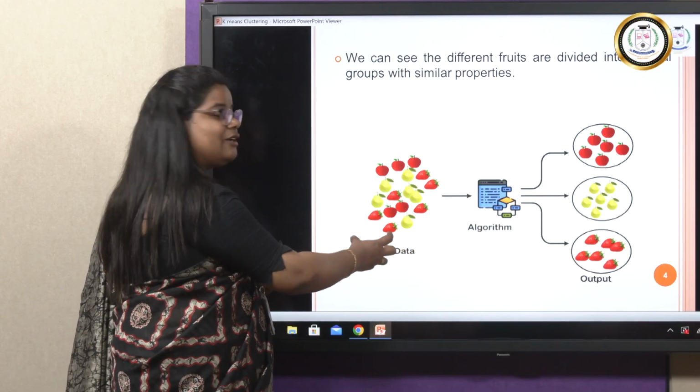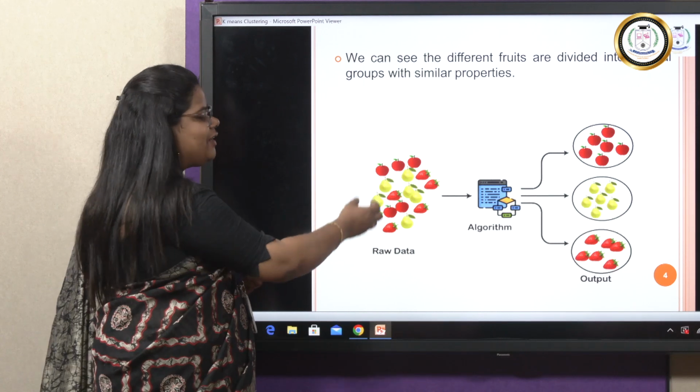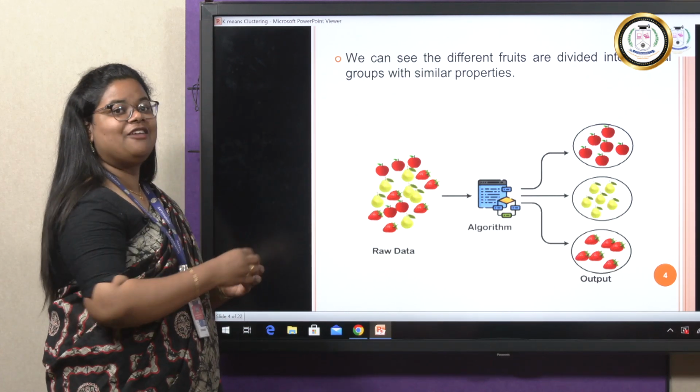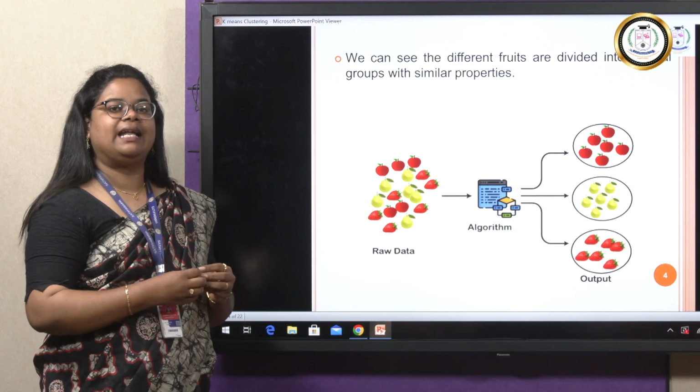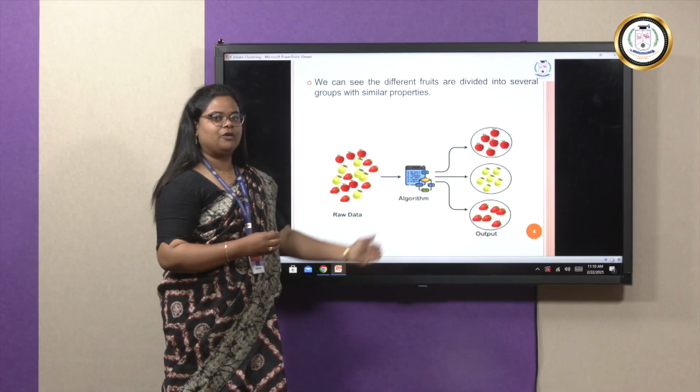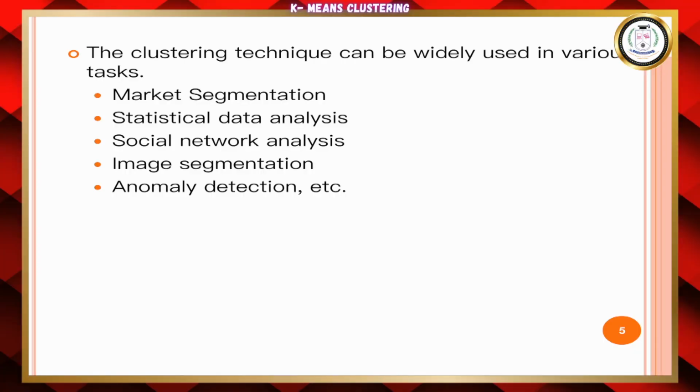Here the different fruits are given. So three different groups are there, right? Here we can apply an algorithm and find out the similarity between the data in the data set and differentiate it into different groups. That is clustering. The clustering technique can be used for different applications like market segmentation, statistical data analysis, social network analysis, image segmentation and anomaly detection, etc.